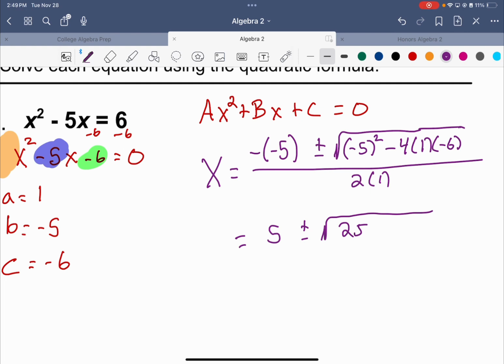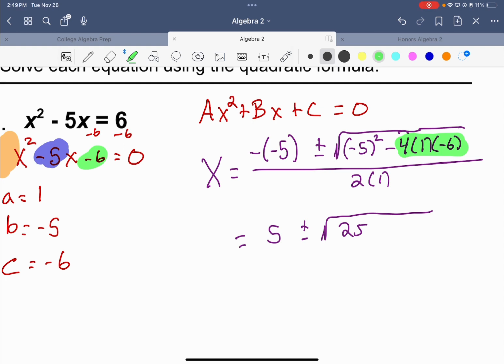This minus 4 times a times c. This part messes people up all of the time, because you've got to remember to follow order of operations. Those TikToks that they have up there all the time, where they're like, what's the answer? Follow the order of operations and you'll get the answer right. But if you don't, you're going to get the answer wrong. This part here has to be taken care of first.